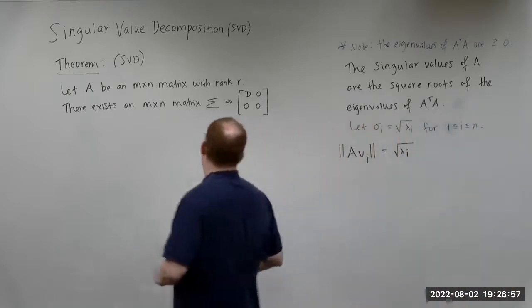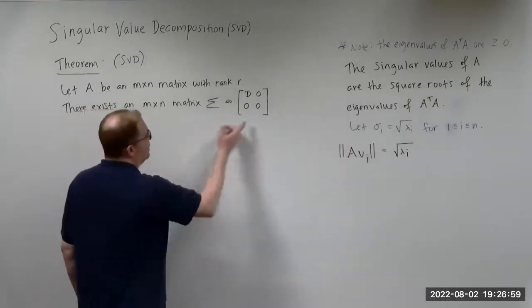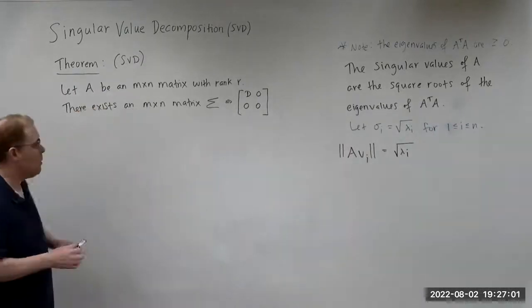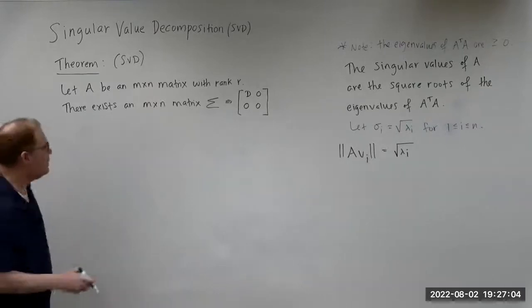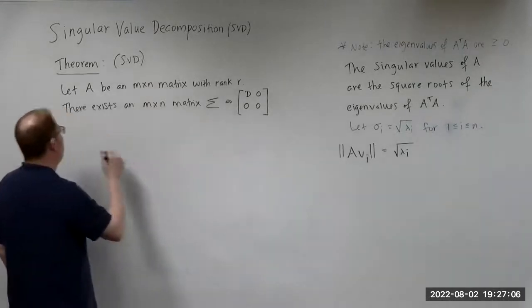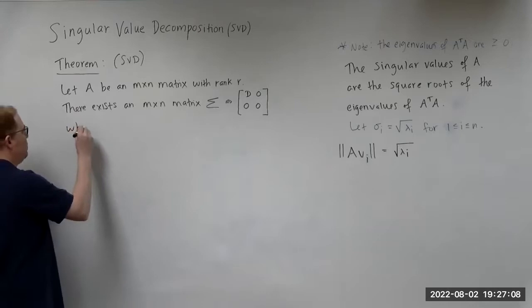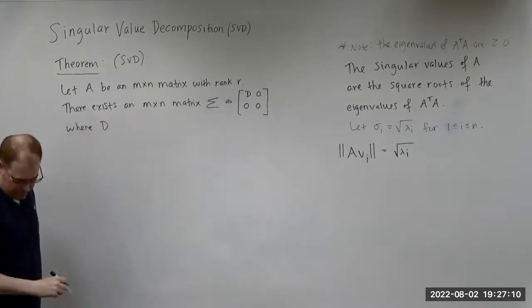But in any case, this is how we're going to use it here. So we're going to let sigma be this, where D is the diagonal matrix.